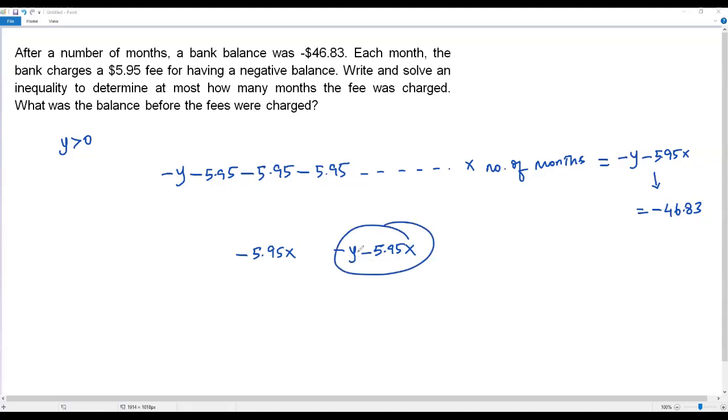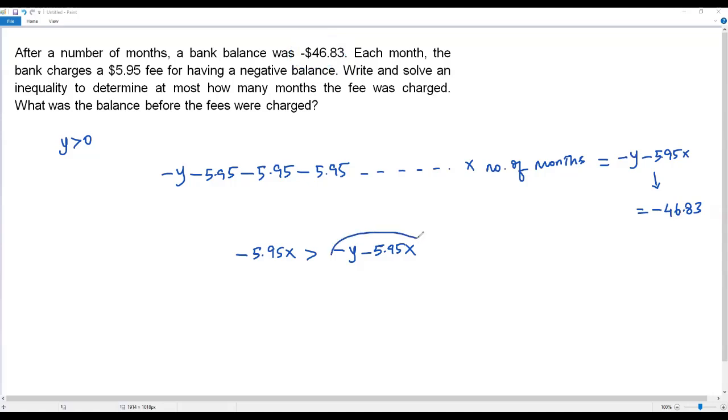So compared to this, it is a smaller number with a negative sign. So this is actually greater in value. So the total fee charged by the bank is greater than the bank balance after X months. Now, we already know the bank balance after some number of months, that is given in the question: negative 46.83.